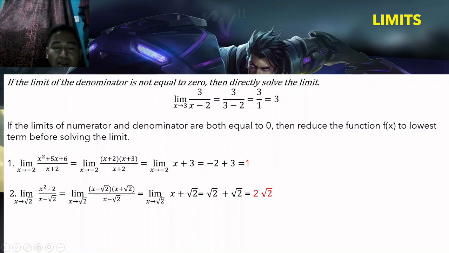Kani class kay nahuman naman ta ani, wala naman denominator, di naman ma-0. So substitute na nato class si square root of 2 diri. So square root of 2 na si x plus square root of 2. So duha ka square root of 2 imong i-add, so that is equal to 2 square root of 2.